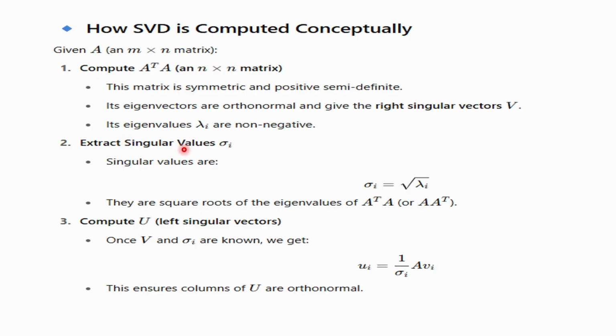After extracting the singular values, you have to compute U, that is, the left singular vectors. Once V and sigma i are known, we get u i equal to 1 by sigma i times A v i. This ensures the columns of U are orthonormal.